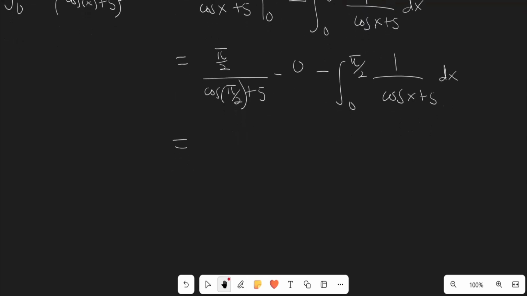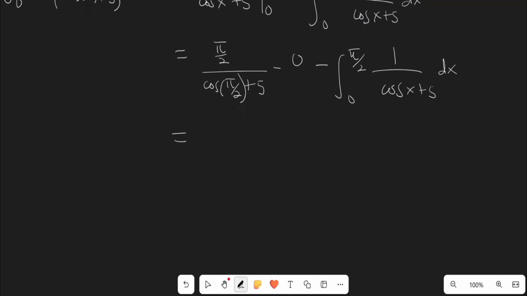This evaluates to what? This is cosine of pi over 2. Cosine of 90 is 0, so the denominator is going to be 5. So in the end, you are going to get pi over 10 for the upper limit, minus 0. So this is going to be minus the integral from 0 to pi over 2 of 1 over cosine of x plus 5 dx.